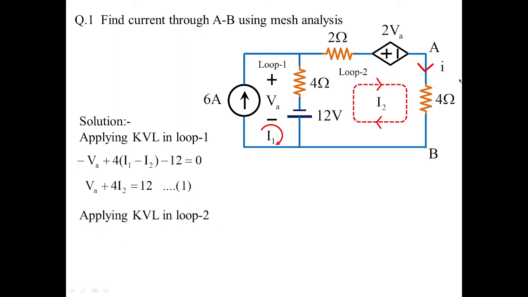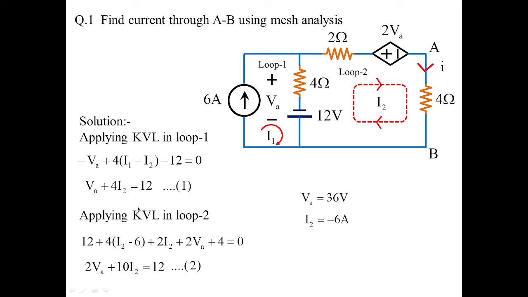Then applying KVL into loop 2. This is the loop 2. You're going to get 12 plus 4 I2 minus 6 plus 2 I2 plus 2 VA plus 4, which makes this entire loop's parameters equal to 0. With this, I'm going to get the second equation as 2 VA plus 10 I2 is equal to 12. Solving these two equations, I get the value of VA as 36 volts and I2 equal to minus 6 amperes. Remember this I2 is equal to I, which is equal to minus 6 amperes.